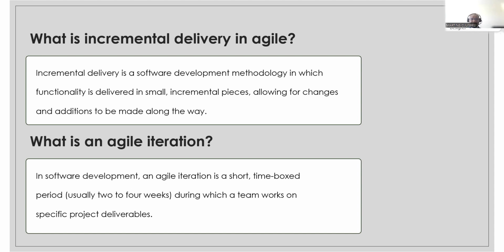In the same way, I also mentioned iteration. In software development, an agile iteration is a short time-boxed period, usually 2 to 4 weeks, during which the whole team involved in the project continues to meet and deliver specific project deliverables.